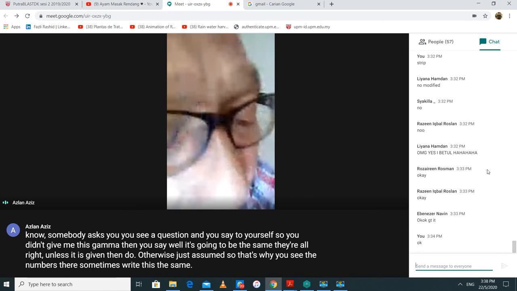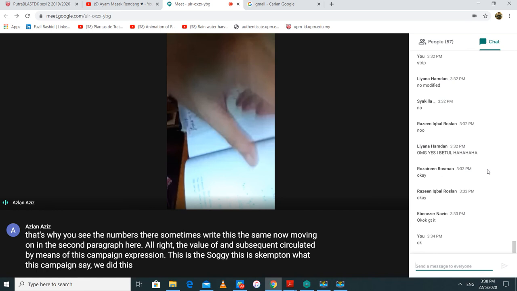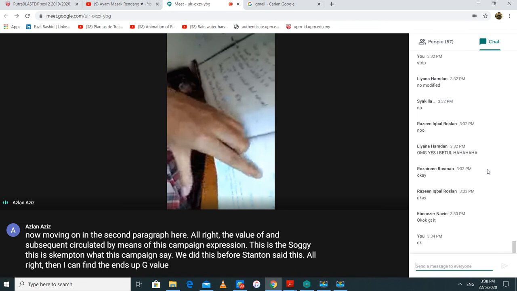Now moving on in the second paragraph here. All right. The value of N sub C was related by means of the Skempton expression. This is Terzaghi. This is Skempton. What did Skempton say? We did this before. Skempton said this. All right. Then I can find the N sub C value, which is equal to 7. Then I stick it into the same equation again. And then I get this new value, 304.